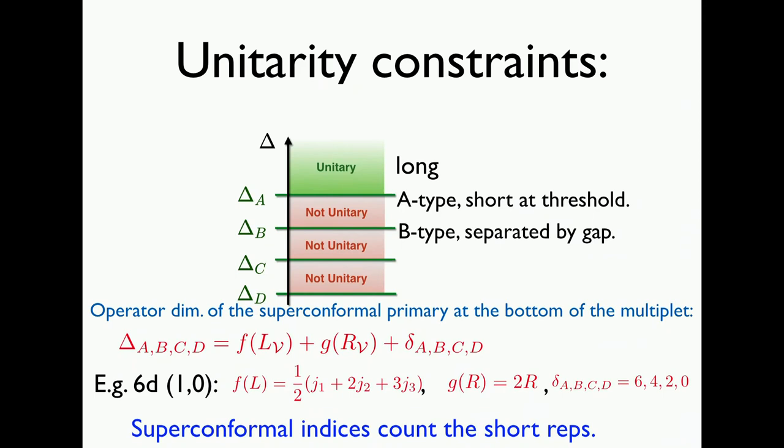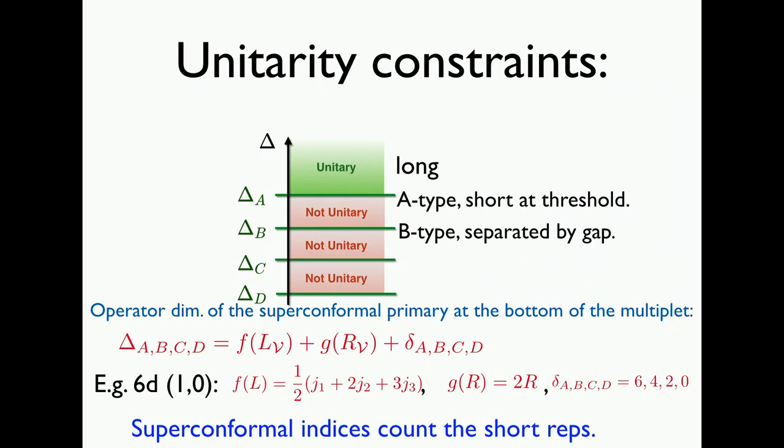So the difference between these is that if we look at the unitarity bounds, there's some function of the Lorentz quantum numbers, then there's something that depends on the R-symmetry quantum numbers, and then there are these shifts, like this 3 and 4 that we saw also in the bosonic case. And these shifts depend on whether it's the A, B, C, or D multiplet. So for instance, in 6D 1,0, this is the dependence on the Lorentz quantum numbers. This is the dependence on the R-symmetry quantum numbers.